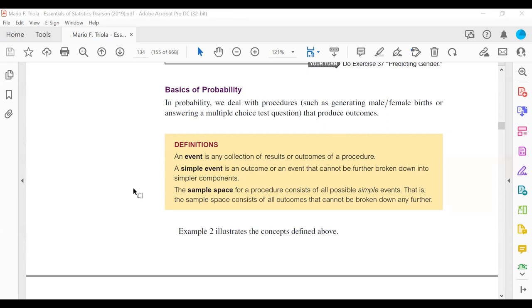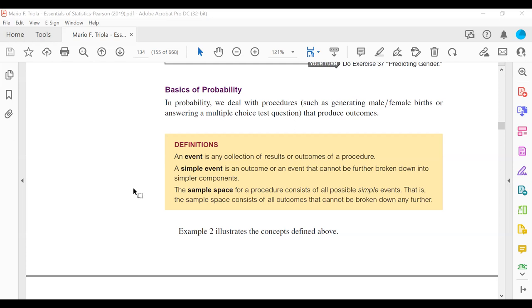That's what we're going to do with the craps. We're going to list all of the results of what happens when you roll a pair of dice, all the different scenarios. And then a simple event is an outcome or an event that cannot be further broken down into simpler components. Once you break down the rolling of the dice, using only two dice, you can list all the samples. There isn't much else you can do with it.